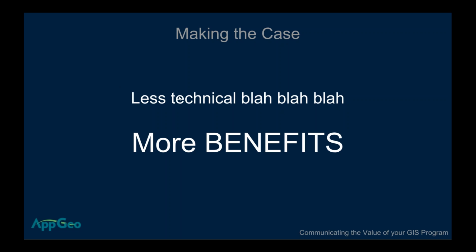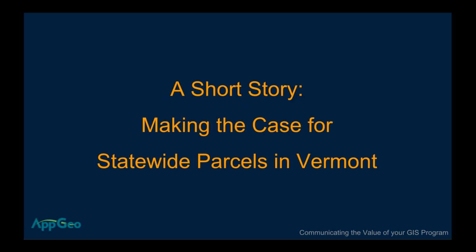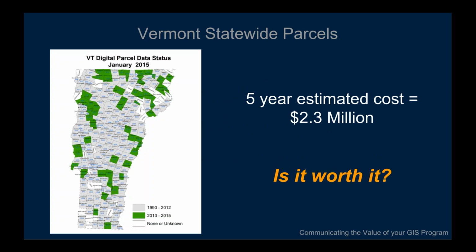And I'm going to just quickly go through how we came up with the return on investment number and made the case for the state of Vermont in investing in statewide parcels. So the problem was really that most Vermont municipalities had parcel data, but it was not developed to a consistent level. Just like many other New England states, parcel data was managed at the local level or not managed, as the case may be.